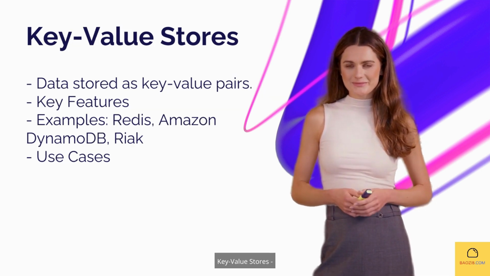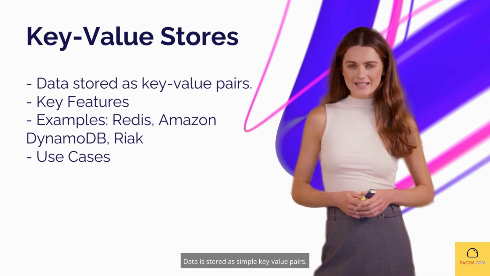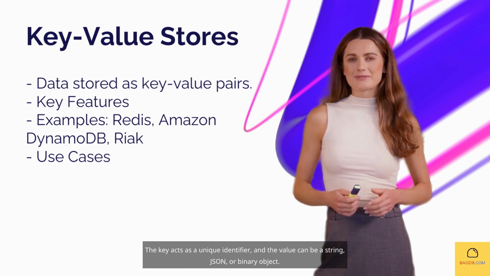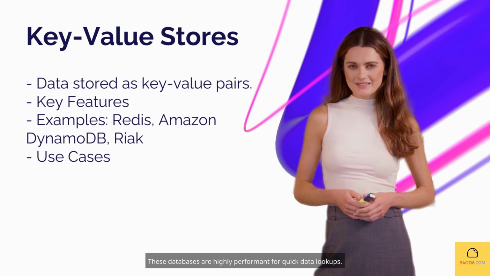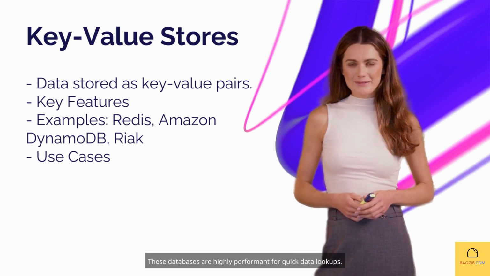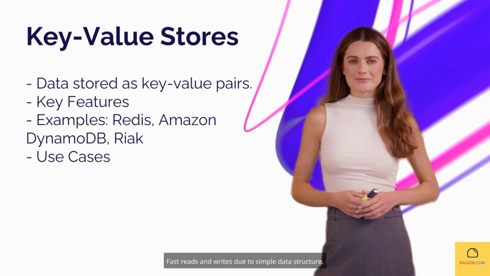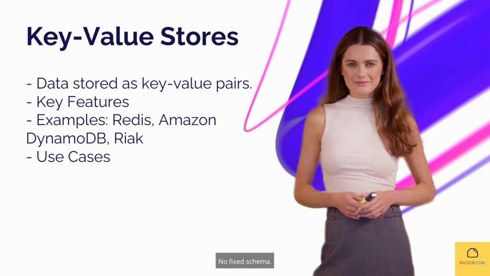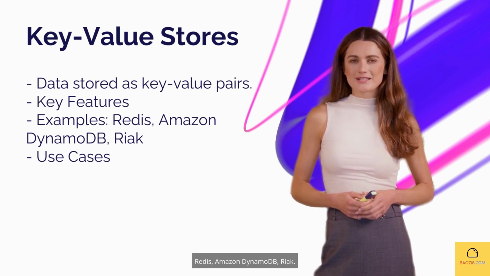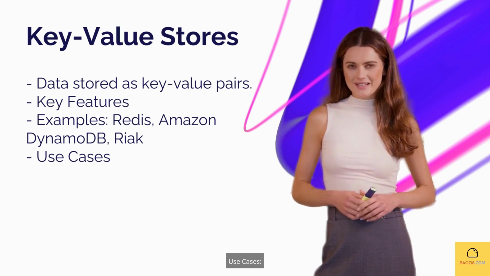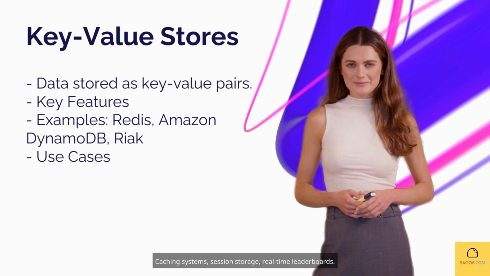Key value stores. How they work. Data is stored as simple key value pairs. The key acts as a unique identifier, and the value can be a string, JSON, or binary object. These databases are highly performant for quick data lookups. Key features: fast reads and writes due to simple data structure. No fixed schema. Ideal for caching and session data. Examples: Redis, Amazon DynamoDB, Riak. Use cases: caching systems, session storage, real-time leaderboards.